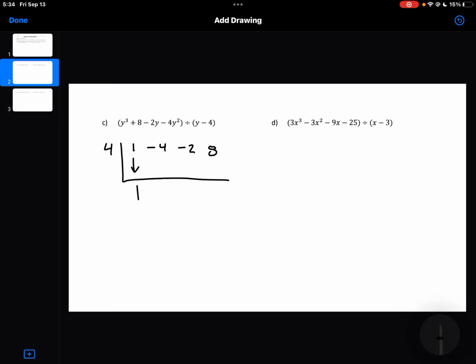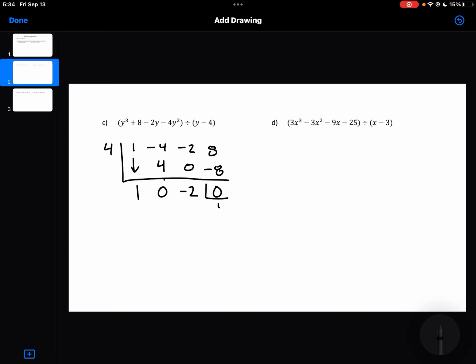Bring down the first term, then I'm going to multiply through. 4 times 1 is 4. Then I'm going to add the next column together. Minus 4 plus 4 is 0. And then I'm going to multiply through. 4 times 0 is 0. And then I'm going to add them together. Minus 2 plus 0, minus 2. One more time. 4 times minus 2 is minus 8. And then I'm going to add them together.